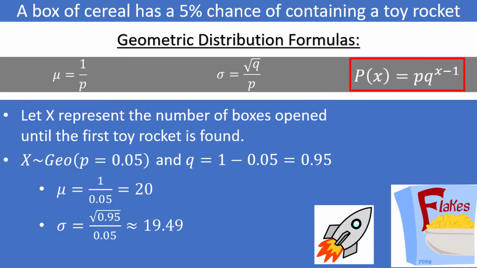The formula for probabilities is P of x is equal to p times q to the x minus 1 power, or in our example, 0.05 times 0.95 to the x minus 1 power. We can use this formula to answer probability questions by plugging in a value for x.